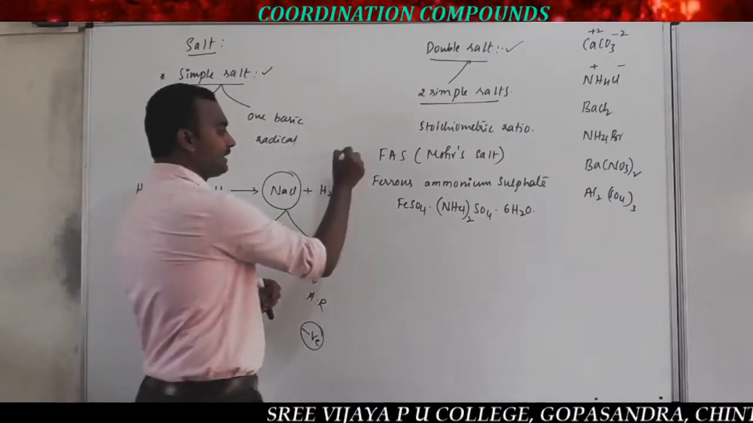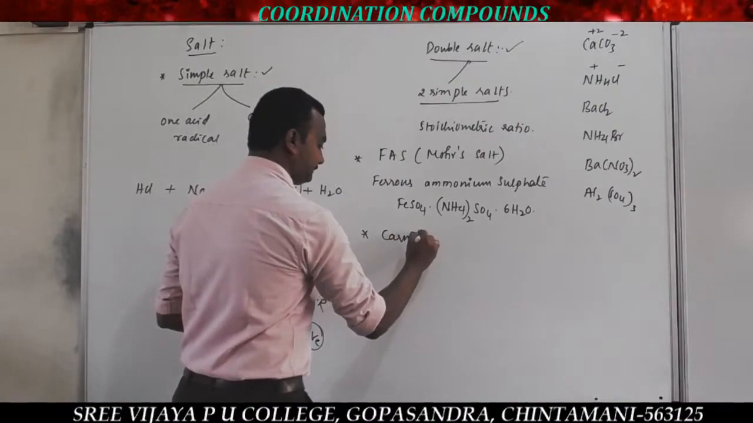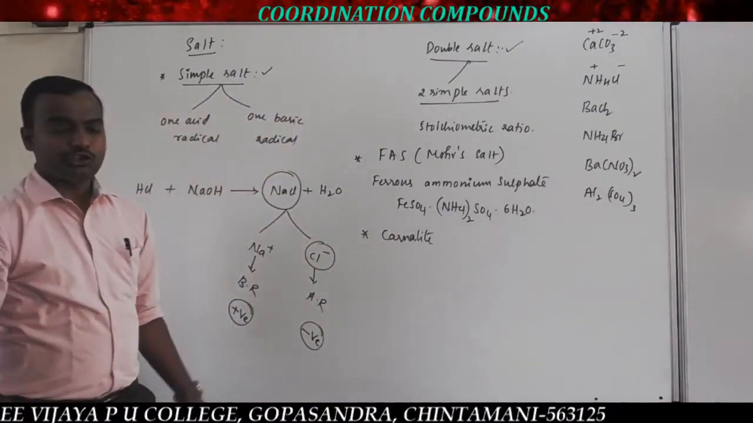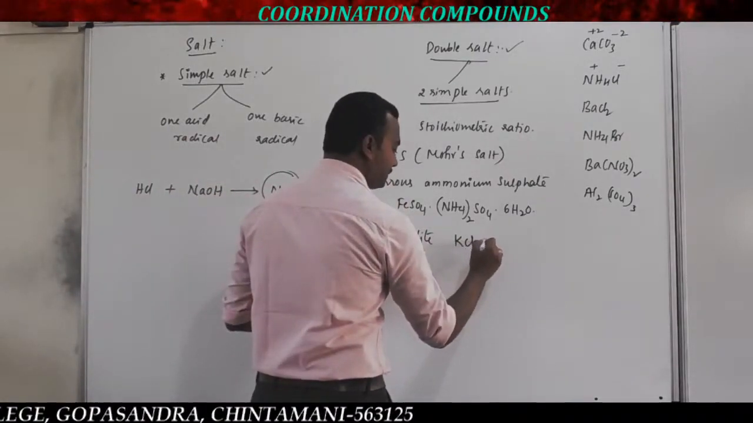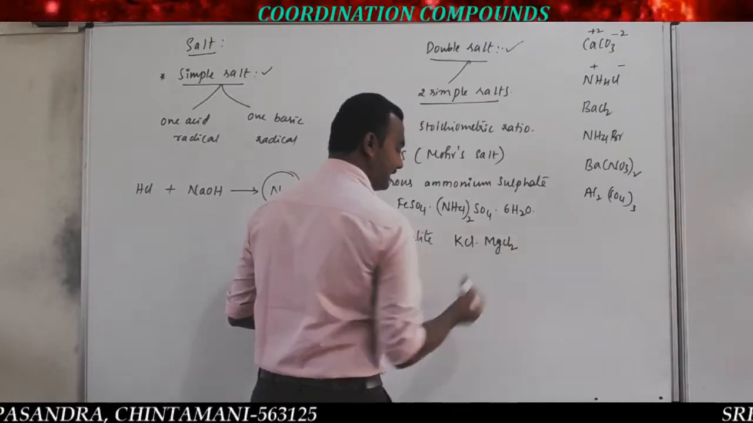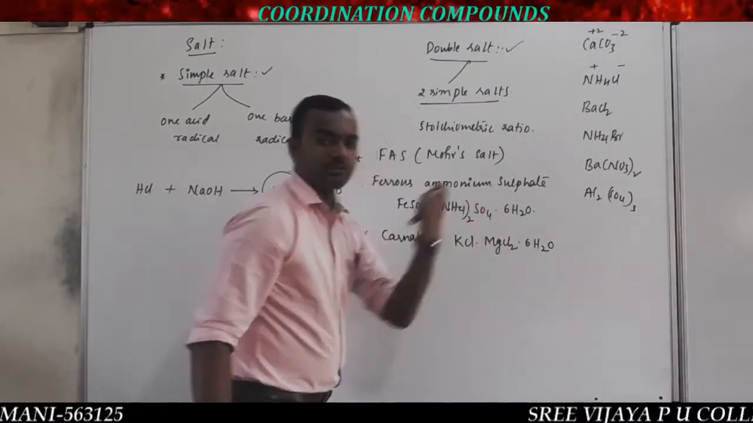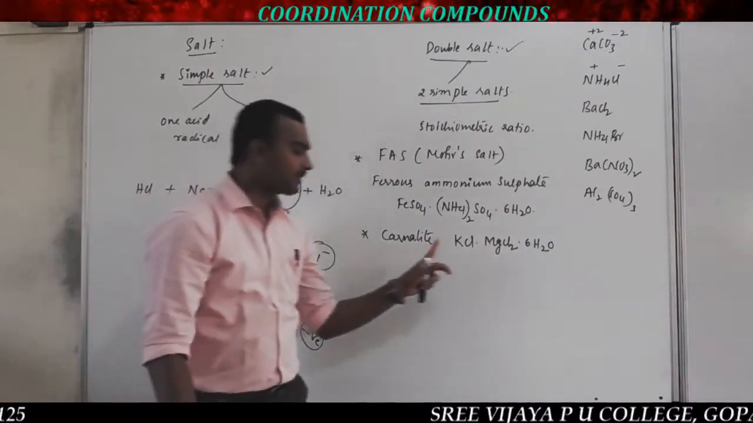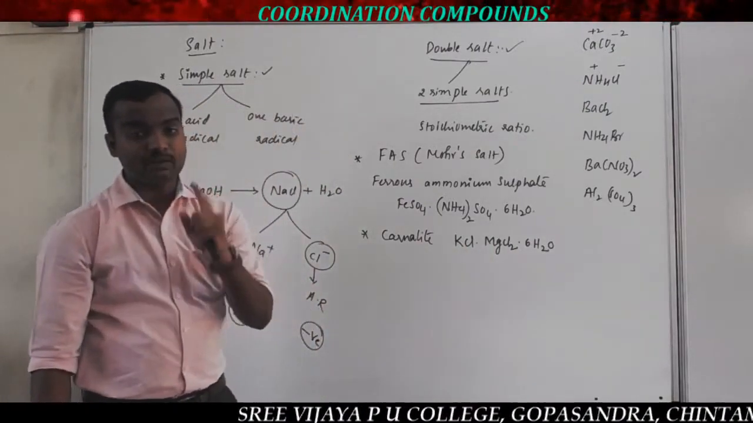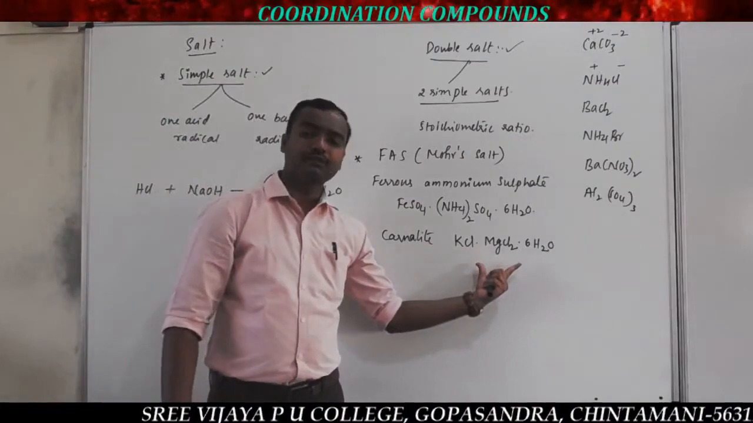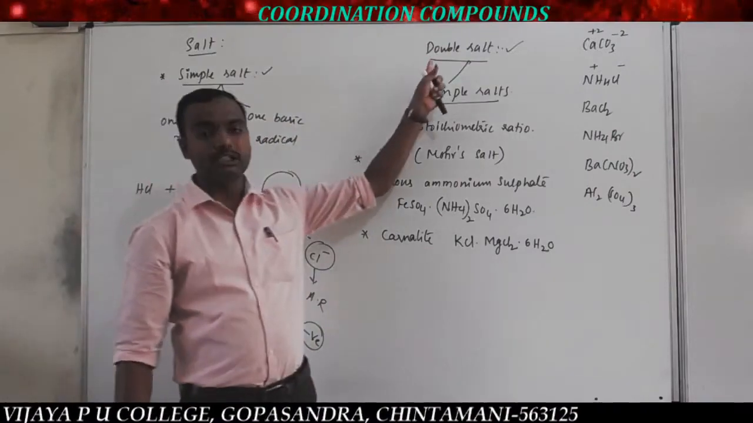Another example of a double salt is carnallite. Let me take carnallite. Carnallite consists of two simple salts. What are those? One is potassium chloride, KCl, and another simple salt is magnesium chloride, MgCl2, with 6H2O. This is a hydrated salt, and the moisture is there, that is 6H2O. The simple salts present here are KCl and MgCl2, potassium chloride and magnesium chloride. By the combination of these two salts in a perfect stoichiometric ratio, we get carnallite, an example of a double salt.